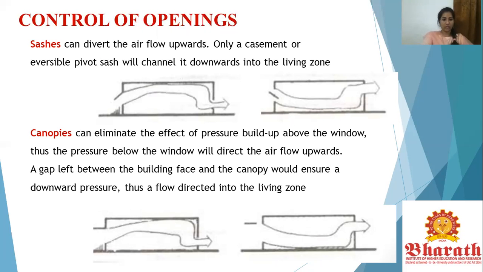Then you have your canopies. These canopies can eliminate the effect of pressure buildup above the window. Thus, the pressure below will direct the air upwards. The gap left between the building face and the canopy ensures a downward pressure, thus a flow directed into the living zone.